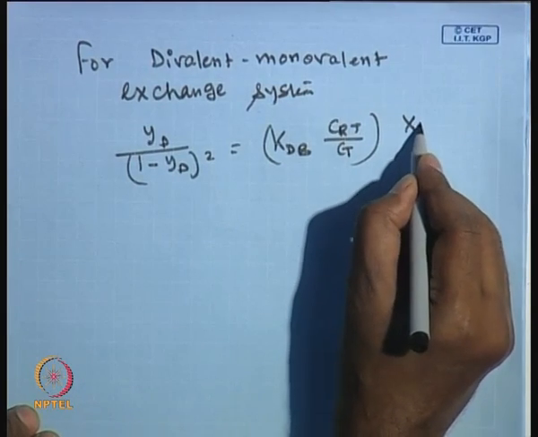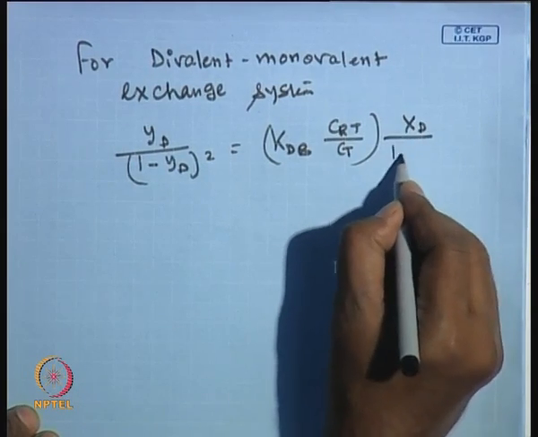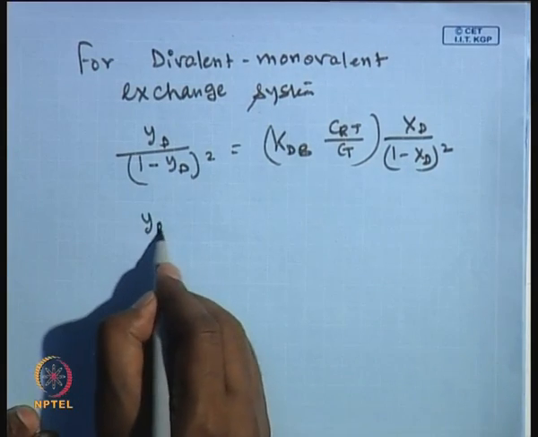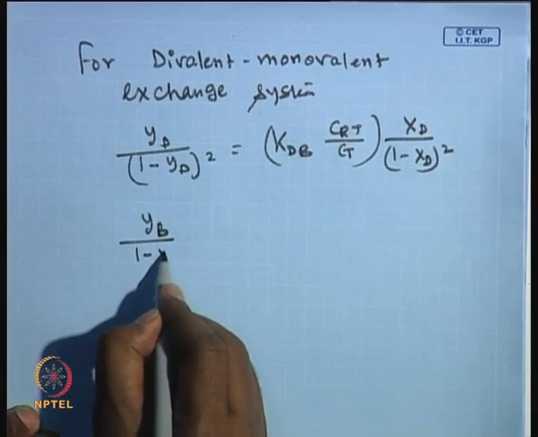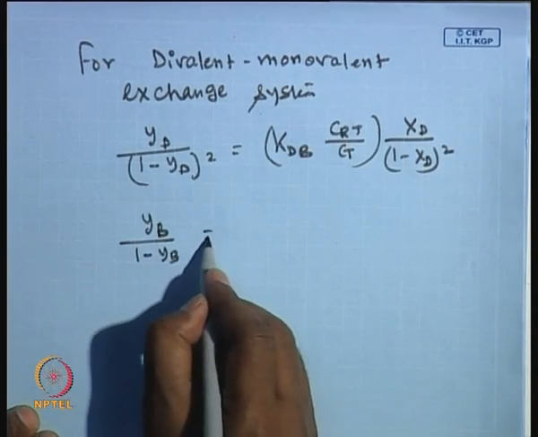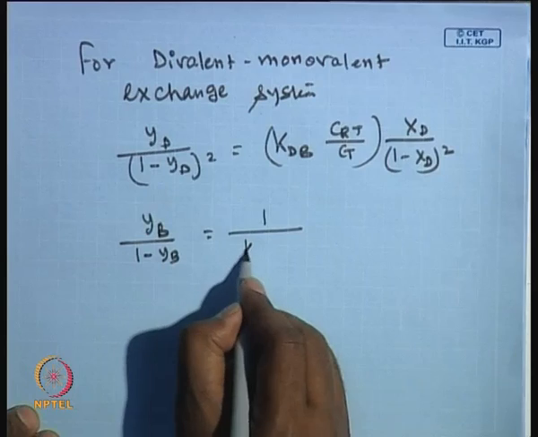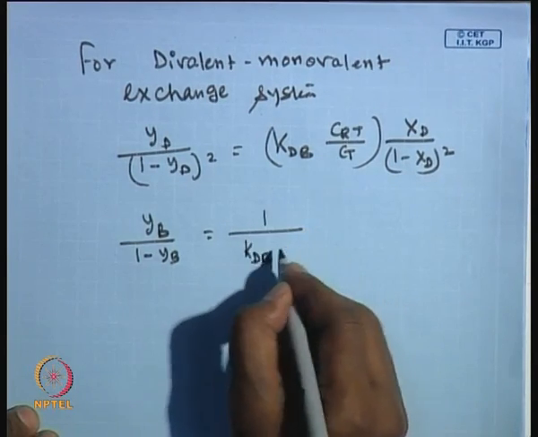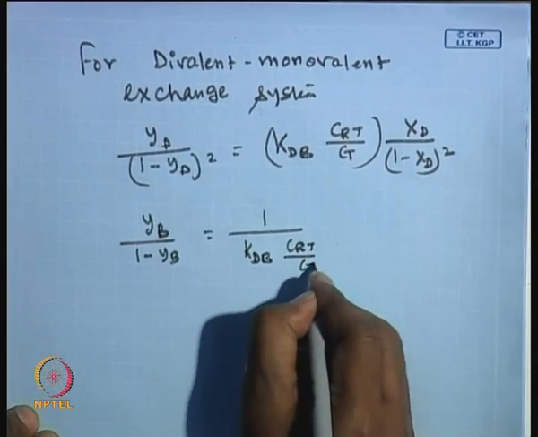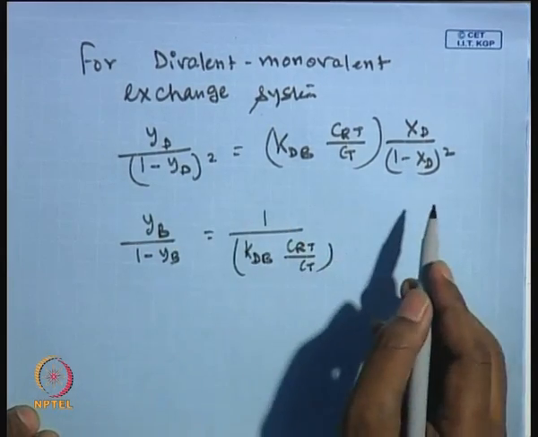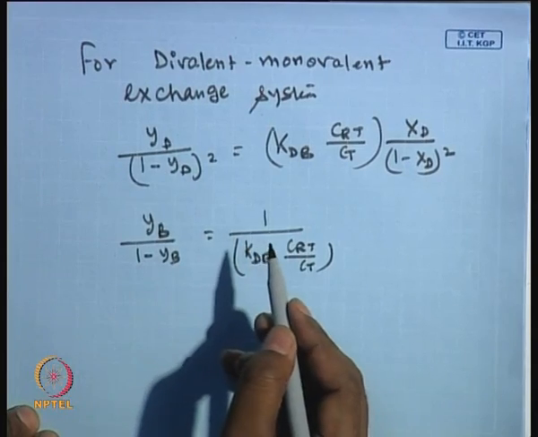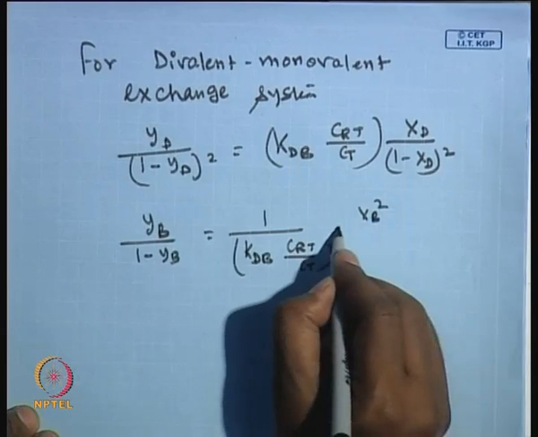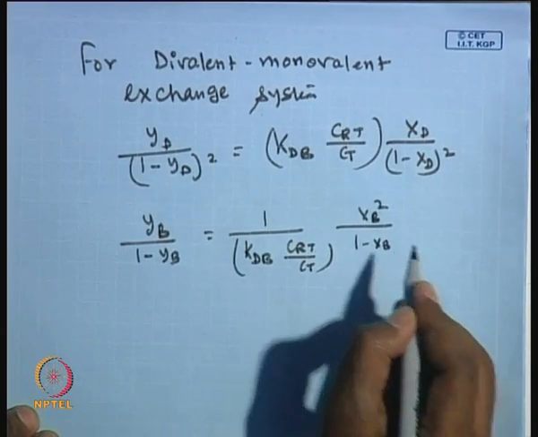Multiplied by X_D divided by (1 minus X_D) square, and you can have Y_B divided by 1 minus Y_B is equal to 1 over K_DB times C_RT divided by C_T. That means, you can replace, okay, that is correct, X_B square divided by 1 minus X_B.